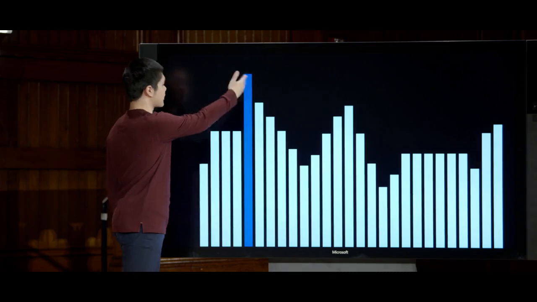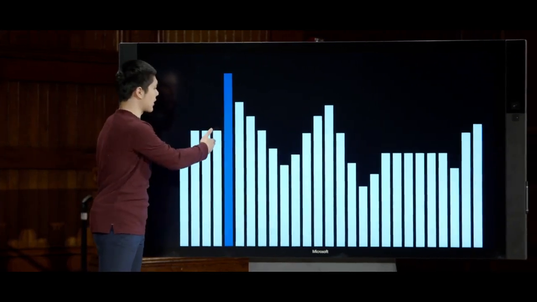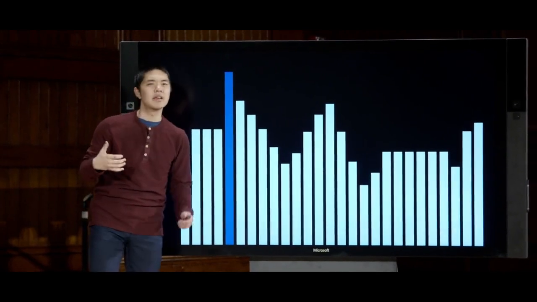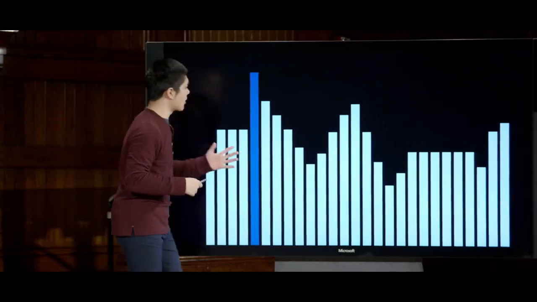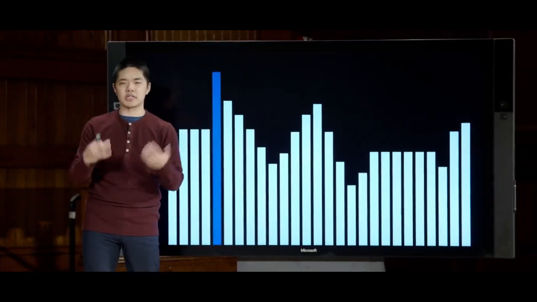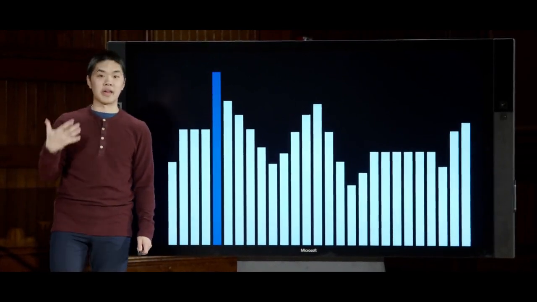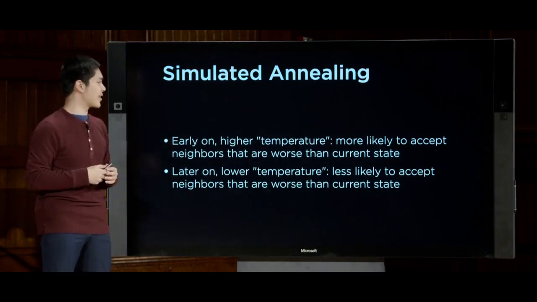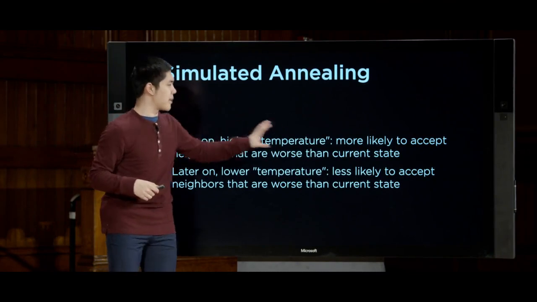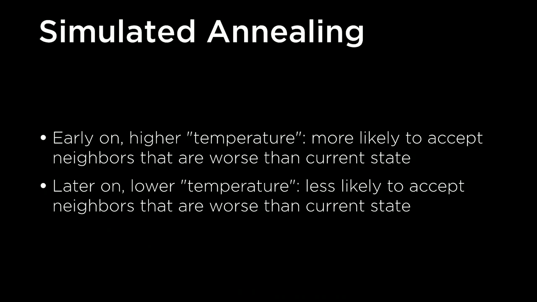Of course, once we get up to this global maximum, once we've done a whole lot of the searching, then we probably don't want to be moving to states that are worse than our current state. And so this is where this metaphor for annealing starts to come in, where we want to start making more random moves, and over time start to make fewer of those random moves based on a particular temperature schedule. So the basic outline looks something like this. Early on in simulated annealing, we have a higher temperature state. And what we mean by a higher temperature state is that we are more likely to accept neighbors that are worse than our current state.